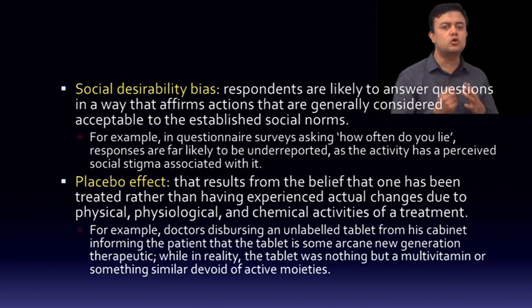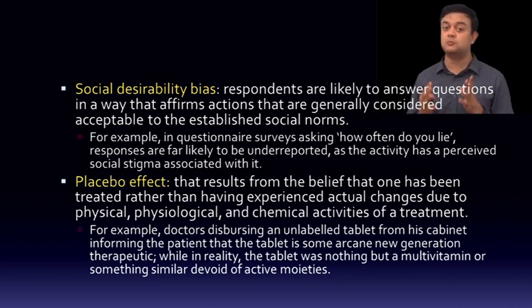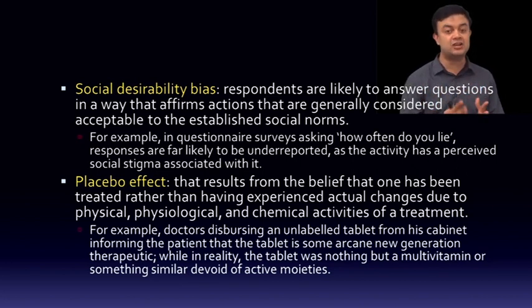Other kinds of biases include social desirability bias. Respondents, especially in a questionnaire survey, are likely to answer questions in a way that affirms actions generally considered acceptable by established social norms. One simple example is a questionnaire asking how often you lie. As you know, lying is considered a kind of social stigma. It's not a desirable attribute, and respondents are highly likely to say that they lie less often. So they are under-reporting the frequency of their lies, right? That is why social desirability bias is implied.